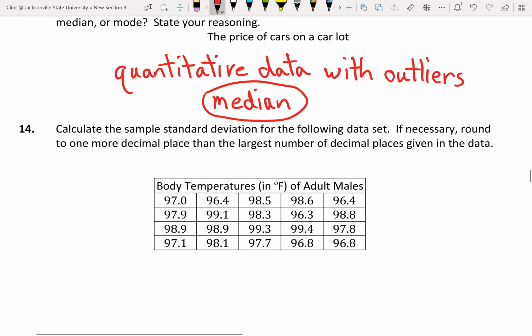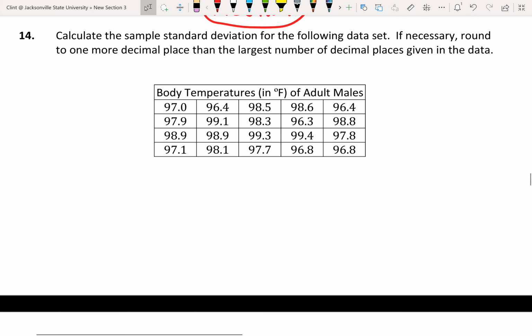Okay. Number 14. Number 14 is just a calculator problem for the most part. It says find the sample standard deviation. Okay, so that's going to be S, or a lot of your calculators will call it Sx, or maybe some of them will call it sigma n minus 1. Okay. So I'm going to pause for a second and put this data in my calculator, and we'll come back and talk about the answer.